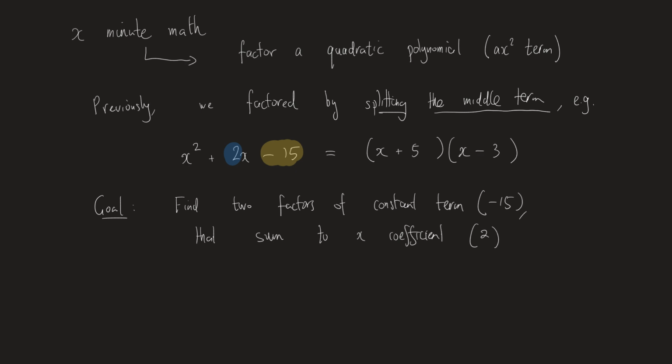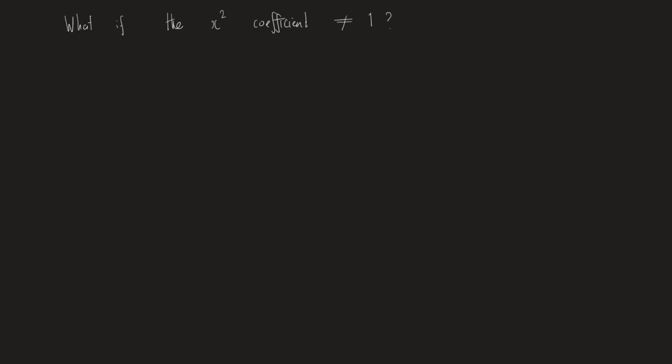If this is all seeming a bit mysterious, this is just a quick refresher. I'd encourage you to go back and look at the original video. So what are we going to do if the x squared coefficient is not 1? Well, let's dive in with an example. So let's take 3x squared minus 5x minus 2, and I would love to factor this as a product of two linear factors. Okay. Now, I'm just going to lay out the method for you, and we'll talk a little bit about why it works at the end of the video.